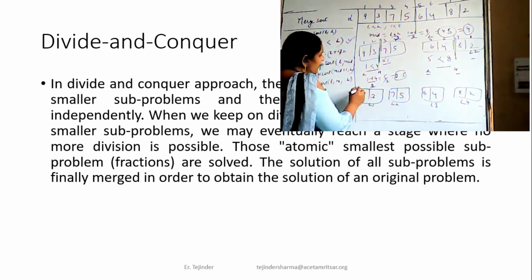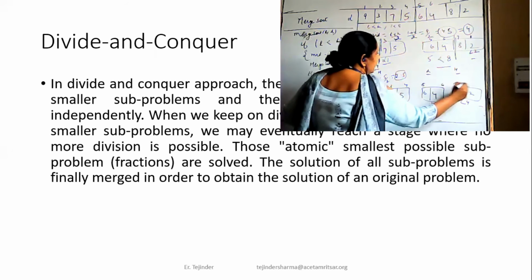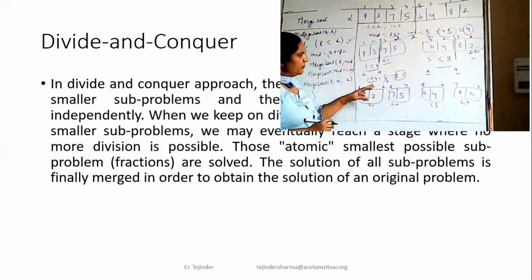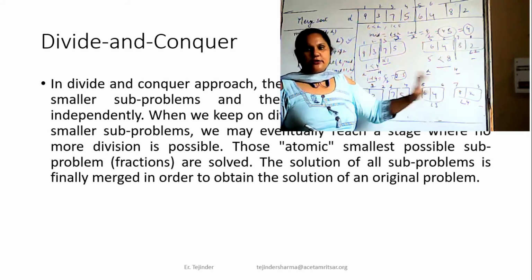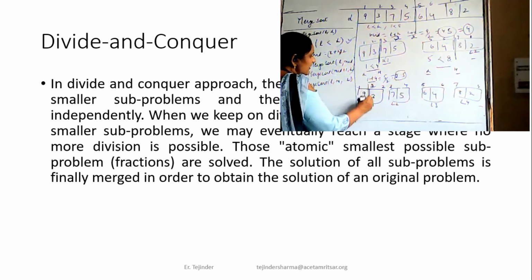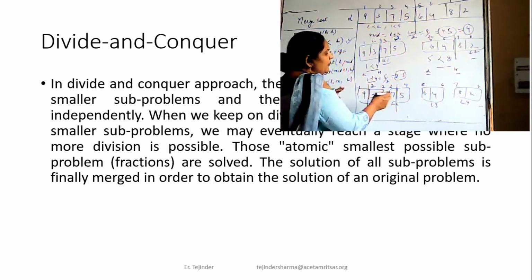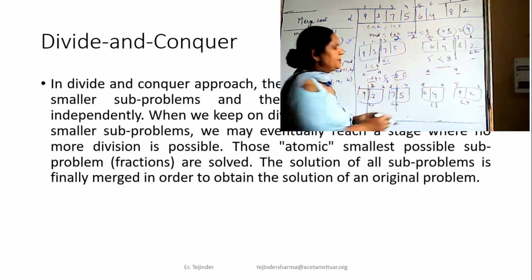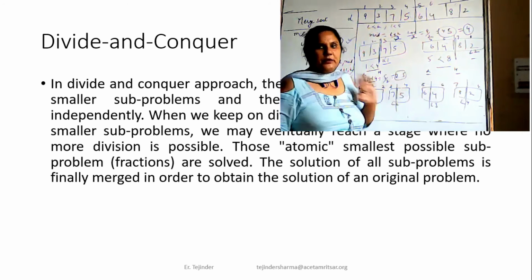Now again, you have the mid, 1, 2, 3, 4, 5, 6, 7, 8. So 1 is less than 2, condition true. 3 is less than 4, condition true. 5 is less than 6, condition true. Then 7 is less than 8, condition true. Find the mid. 1 plus 2 is 3, 3 by 2 is 1.5. So the first element will be separated, the third element will be separated, the fifth element will be separated, and the 8th element is separated.